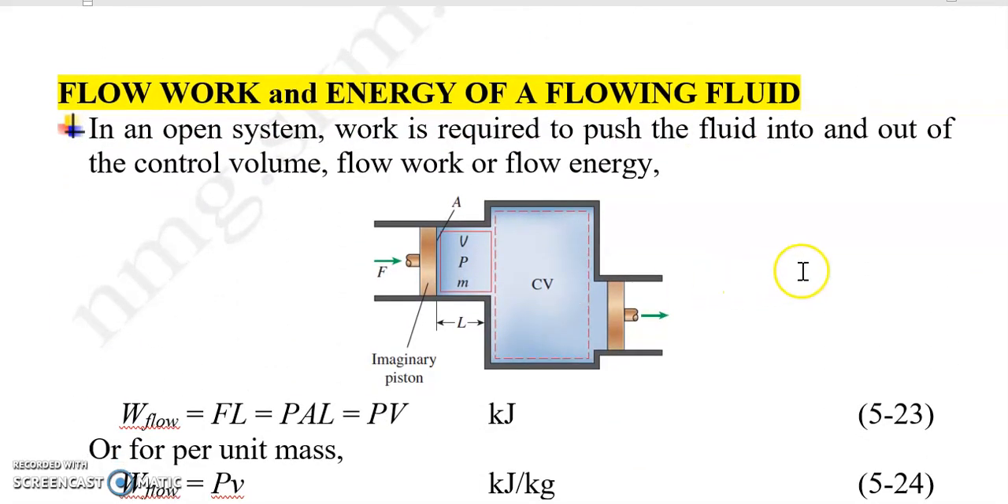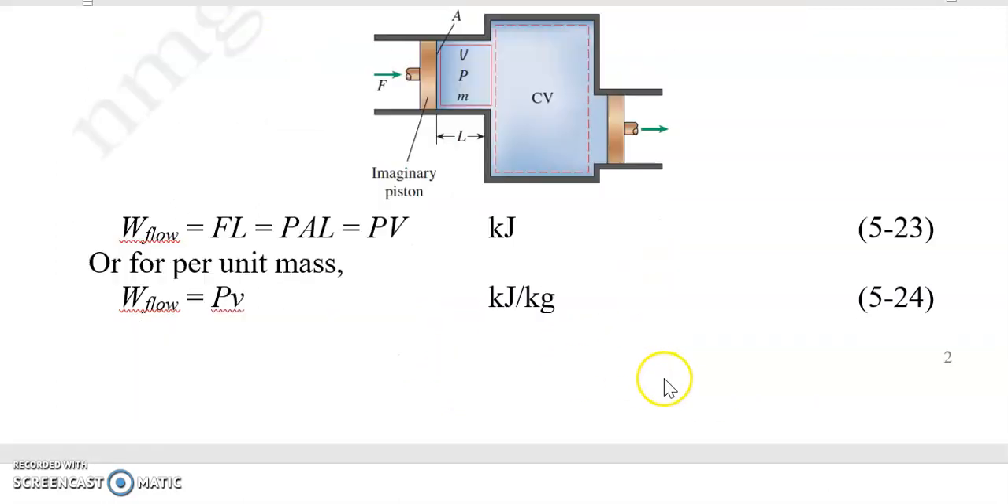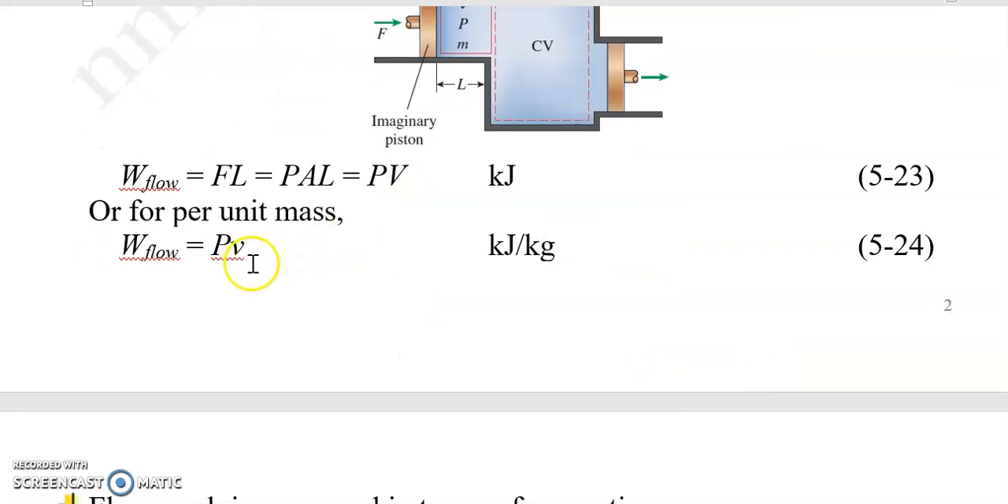Flow work and energy of a flowing fluid. Now, unlike the control mass, we have mass coming in and out of the control volume. The element of mass carries with it energy as it enters and carries energy out as it leaves the control volume. So, the flow work is just the force pushing the fluid element in or out multiplied by the distance it moves. So that's 5.23, which is simplified to just pressure multiplied by the specific volume.